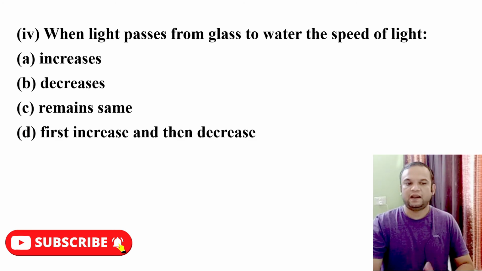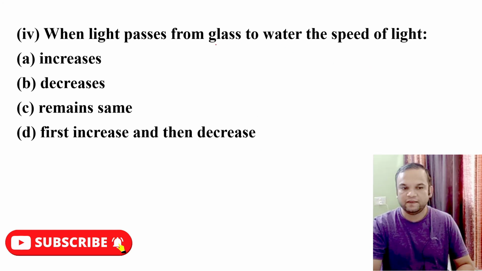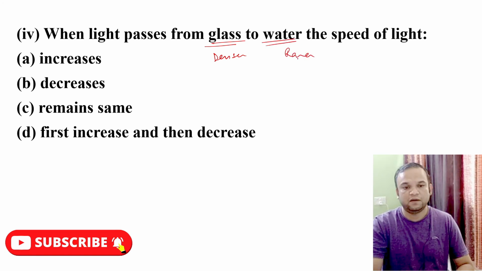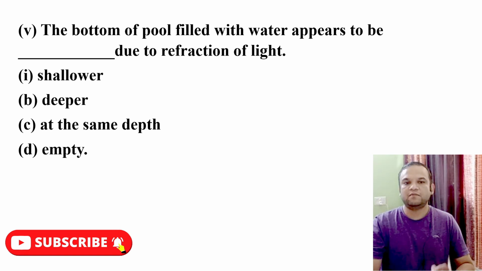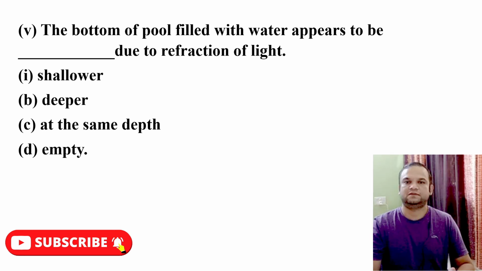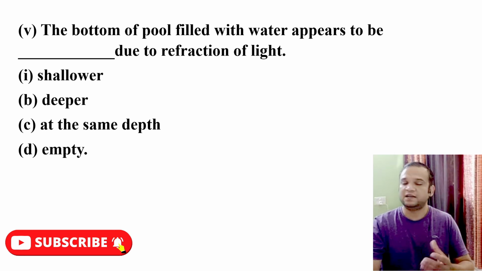Question number 4. When the light passes from glass to water, the speed of the light. The speed of the light increases when the light moves from denser medium to the rarer medium. So here water is a rarer medium, and that is why the speed of the light actually increases. So the answer is option A. The fifth question, the bottom of pool filled with water appears to be. When we look inside any object which is filled with water, even if it is a bucket or a swimming pool, then it appears to be shallower due to refraction of the light.